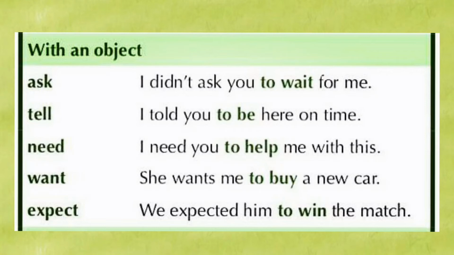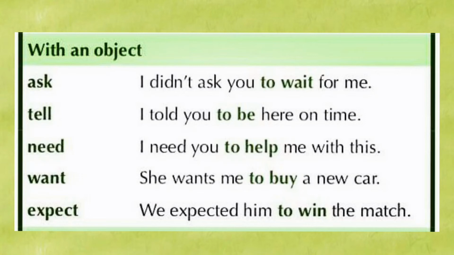Similarly, I told you to be here on time. I need you to help me with this. She wants me to buy a new car. We expected him to win the match. Here, ask, told, need, wants, expect are main verbs. So after the main verbs comes the object, then we have to use only the infinitive.